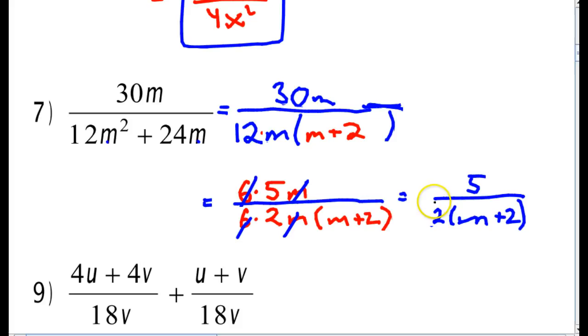Why do 5m and 2m cancel? So it's just that. Whatever is exactly the same. Multiplication, those can cancel out. Anything being multiplied, both top and bottom.